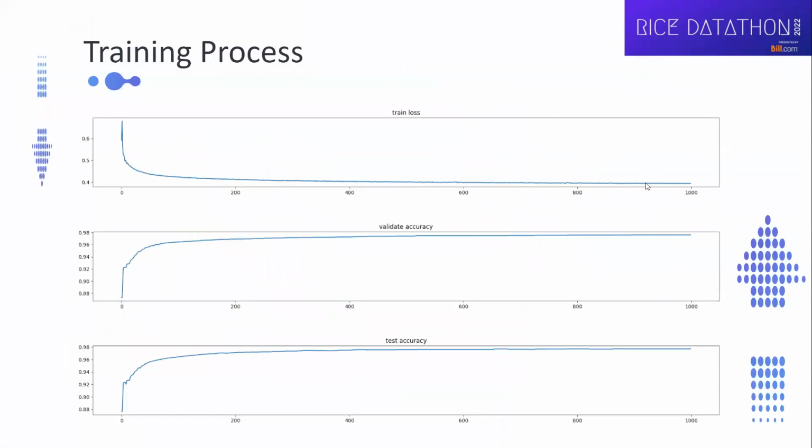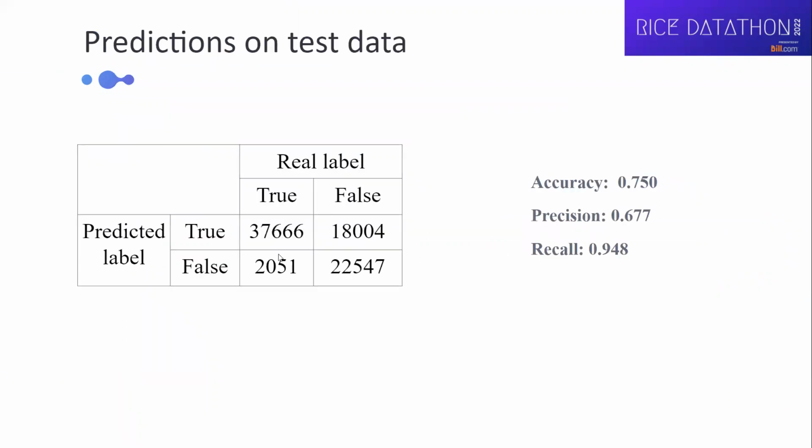Here is the training process, and here are the validation and test accuracy. You can see that everything goes well here. In the prediction, as with most graph neural networks, the false positive rate was very high, so that's why the accuracy and precision were very low. But in fact, it's still acceptable.